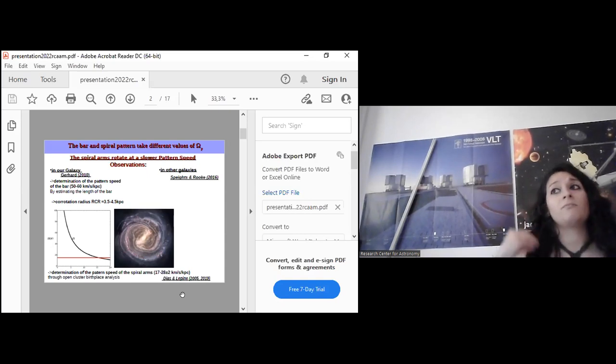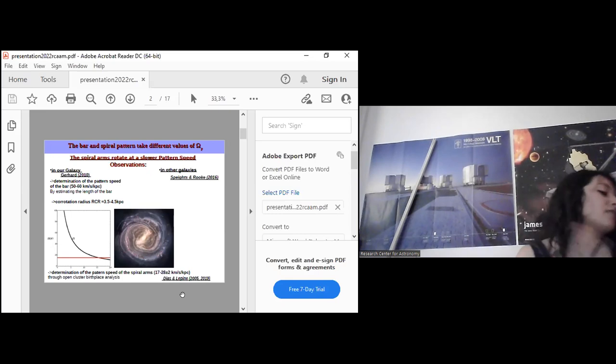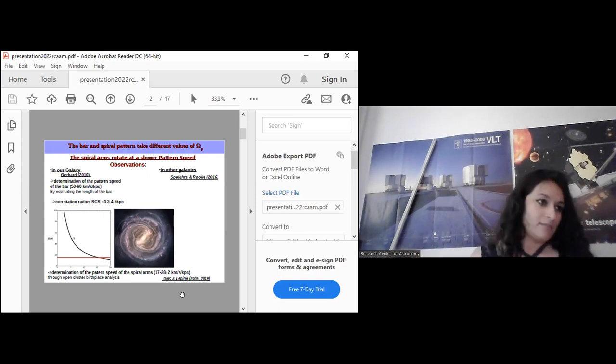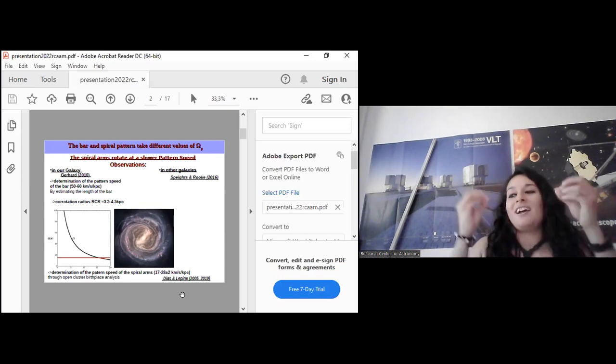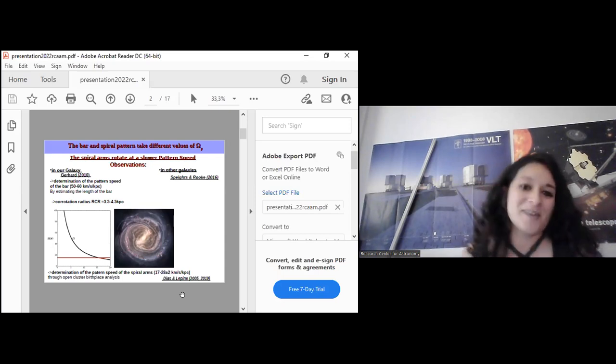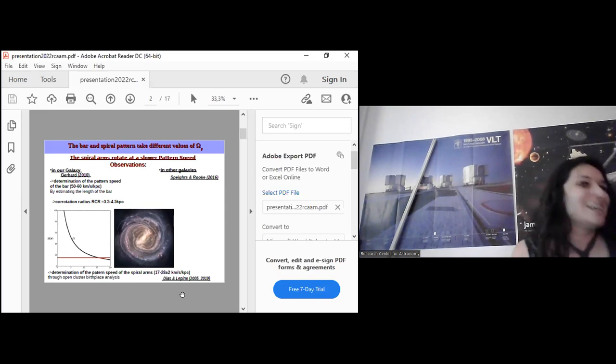It is an open question, not only the relation between the pattern speed of the bar and the pattern speed of the spiral arms. We are sure that they are different. The spiral arms rotate with a slower pattern speed. All these experiments have given this evidence. But it is an open question how we can find a more secure method of determination of the pattern speed of the spiral arms. This is what I conclude from the bibliography I have studied until now. Okay.